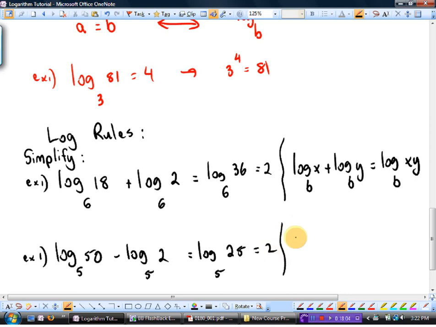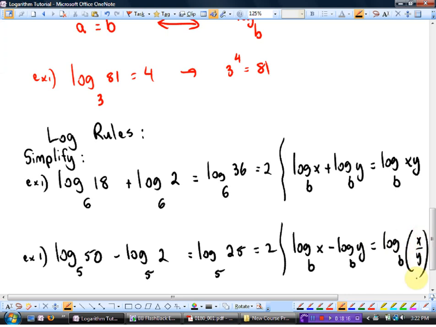As a log rule, we said this: the log base b of x minus the log base b of y equals the log base b of x over y.